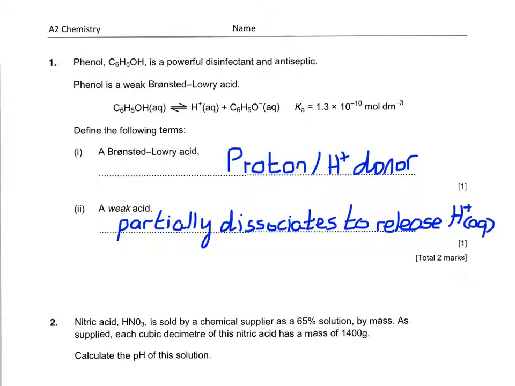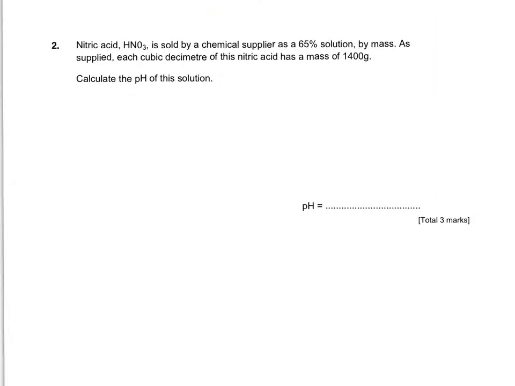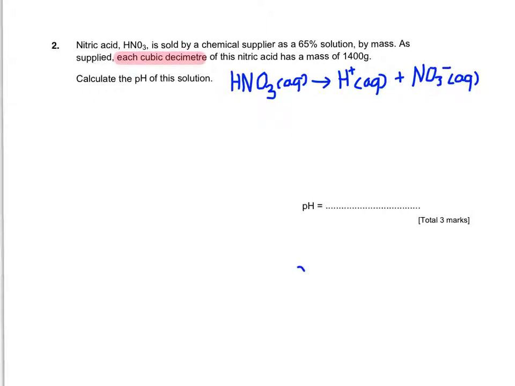So, moving the page down a little bit, it says nitric acid is sold by a chemical supplier as a 65% solution by mass. And it says, as supplied, each cubic decimetre of this nitric acid has a mass of 1400 grams. It's asking you to calculate the pH of this solution. To understand the question fully, you need to remember that nitric acid is a strong acid, so it will fully dissociate. And to calculate the pH, you have to get the H+ concentration.